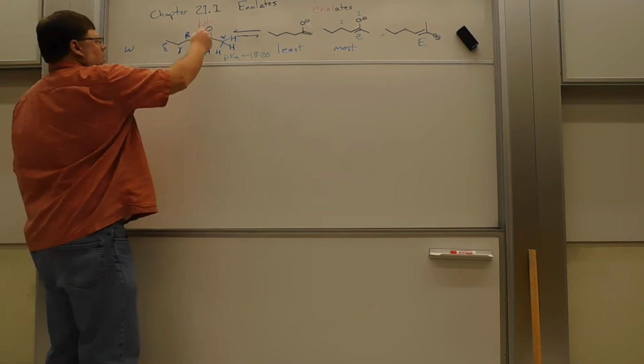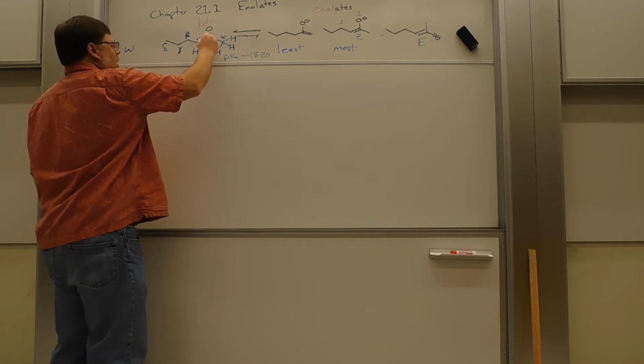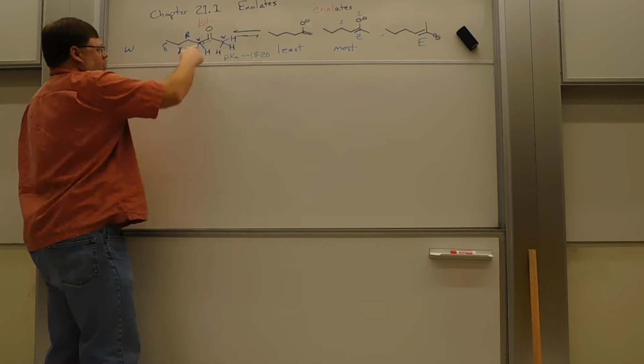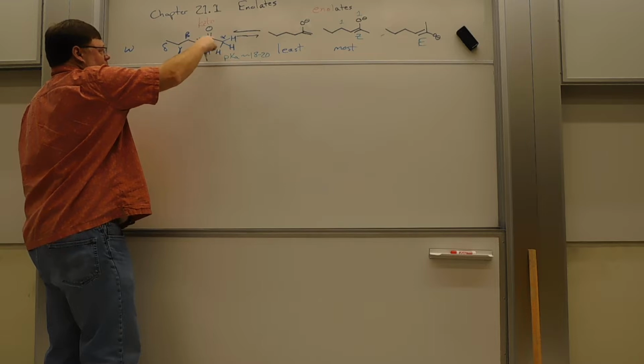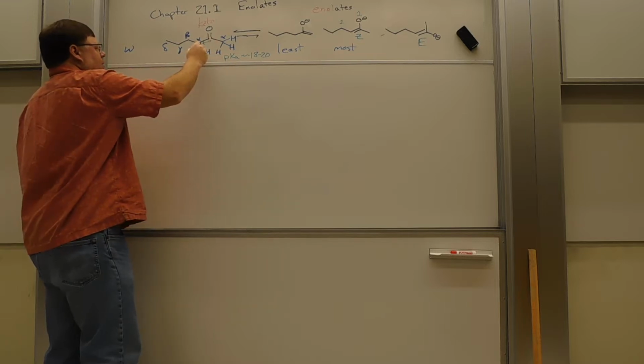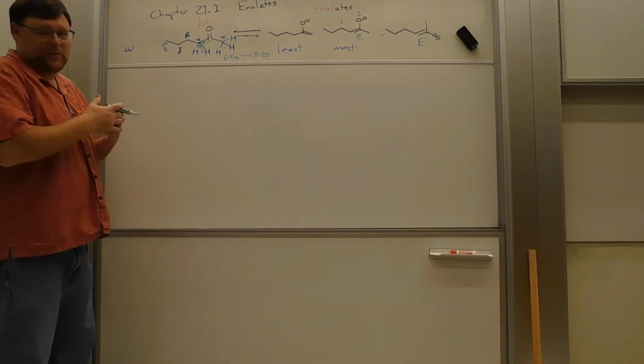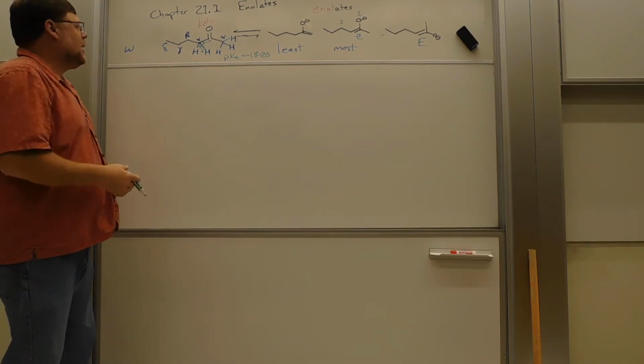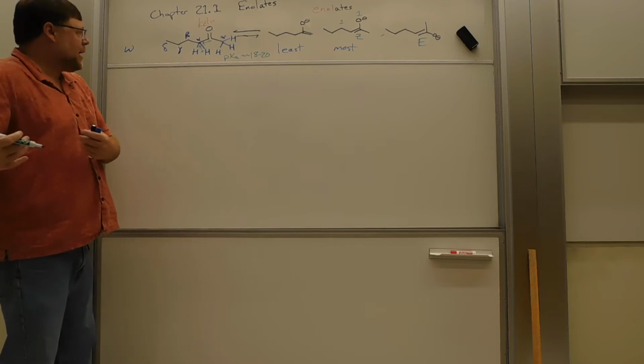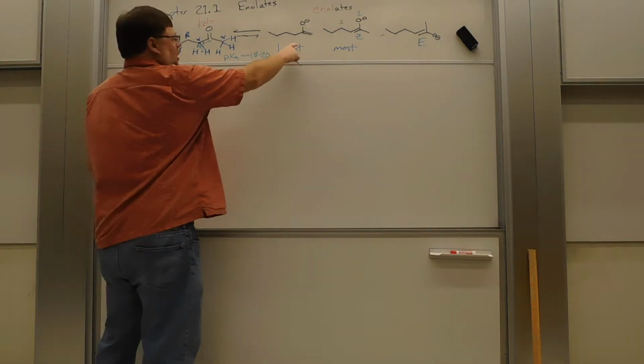Okay, so remember the carbonyl is an electron withdrawing group, so it's pulling electron density away from the 2 alpha carbons. That's going to in turn pull electron density away from the protons. It's going to make the CH bond more polarized. And then if you pull that H off, you get what's called an enolate.